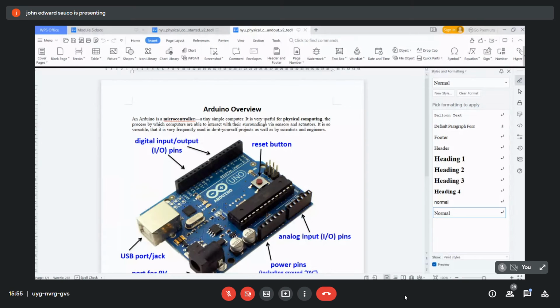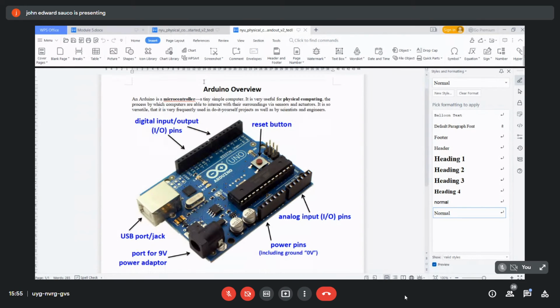Tapos na tayo sa ating turbo. So, ito is about sa microprocessor na nasa computer. So, ngayon naman is about naman tayo sa microcontroller. So, meron din siyang microprocessor pero ito is microcontroller. So, a tiny simple computer.